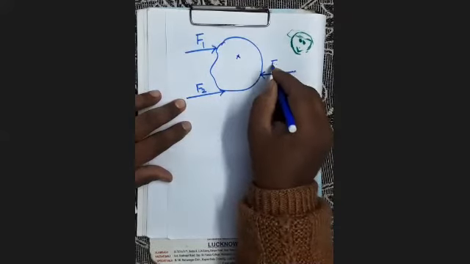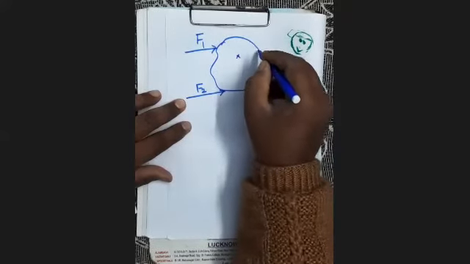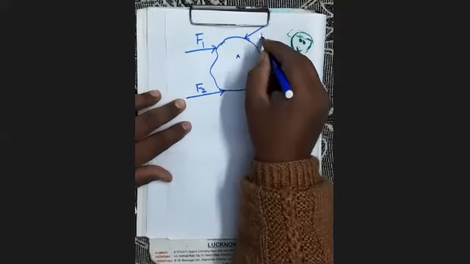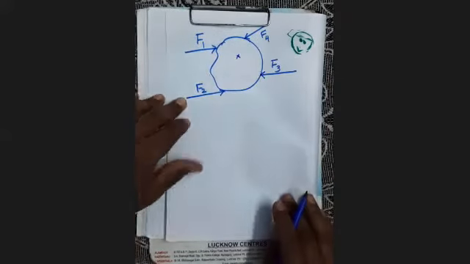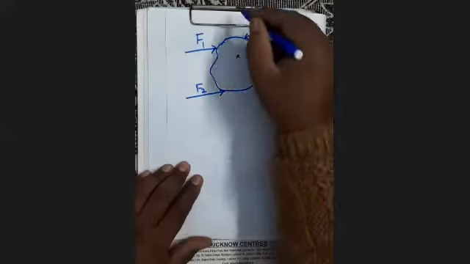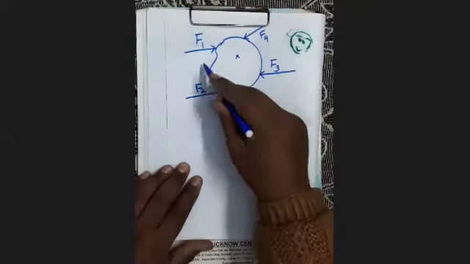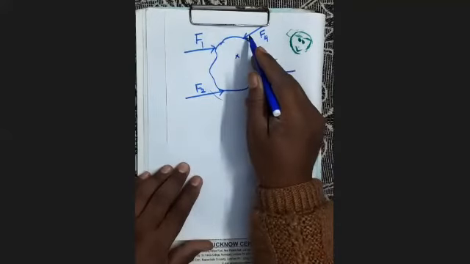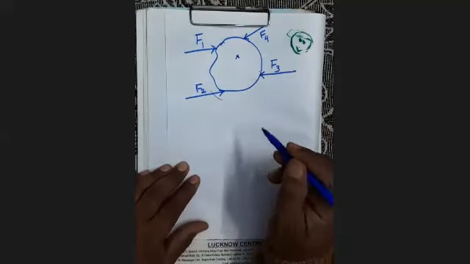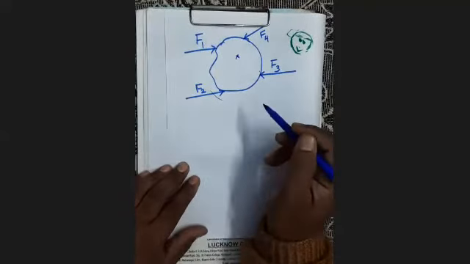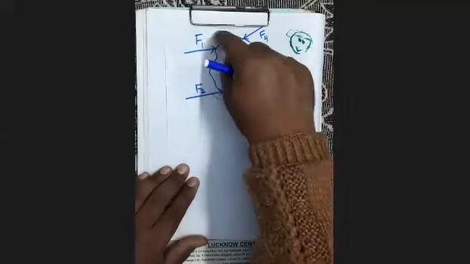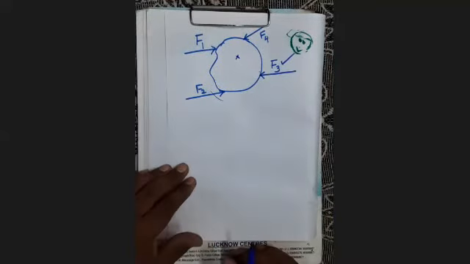It's clear? So you can see here a number of forces are acting over the body and they are rotating the body in different directions. F1 is rotating in the clockwise direction, F2 will rotate in the anti-clockwise direction, F3 will rotate in the anti-clockwise direction, F4 is rotating in the anti-clockwise direction. Only F1 is rotating in clockwise, rest all are rotating in anti-clockwise direction. F3 is also rotating in clockwise direction.